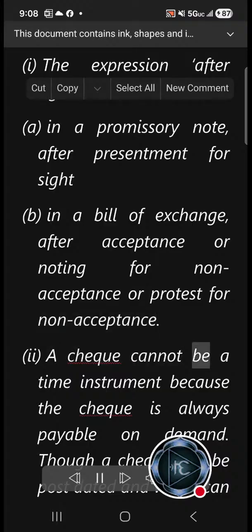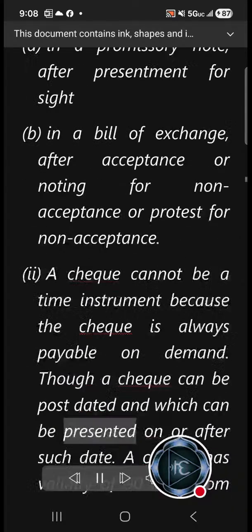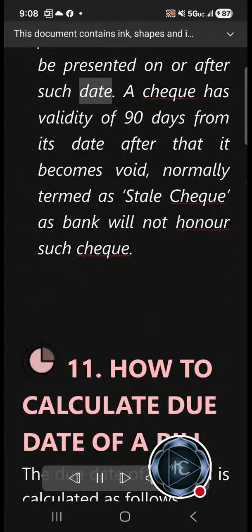A check cannot be a time instrument because the check is always payable on demand, though a check can be post-dated and can be presented on or after such date. A check has validity of 90 days from its date. After that it becomes void, normally termed as stale check, as the bank will not honor such a check.